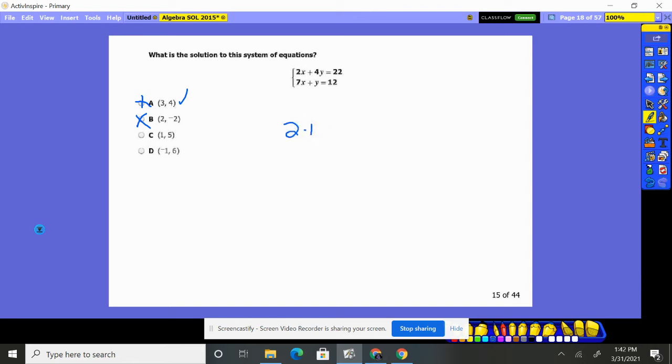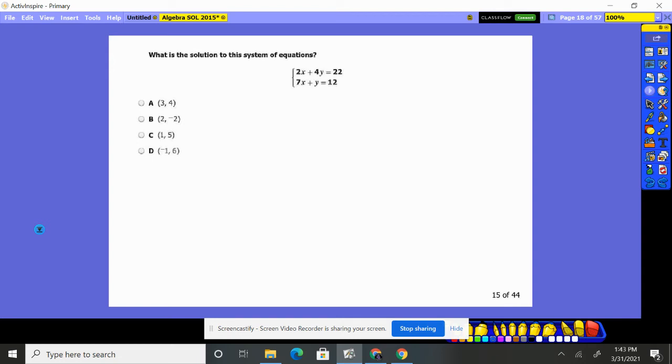2 times 1 plus 4 times 5 equal 22? Yes, because 2 plus 20, that works. Does the next one, 7 times 1 plus 5, does that equal 12? Yes, so it is choice C. 1, 5 is actually the point that works. Now, you can close the video if that's all you wanted, because again, a lot of the SOL is simply plug numbers in and see do they work.